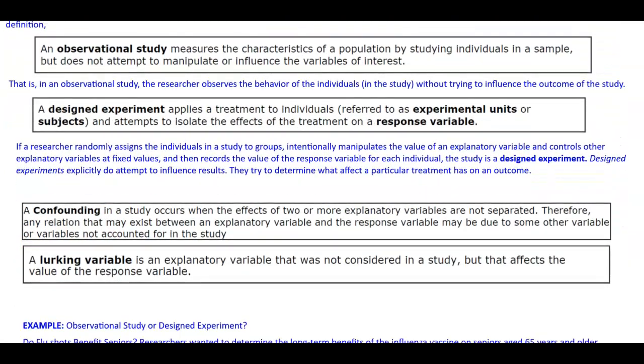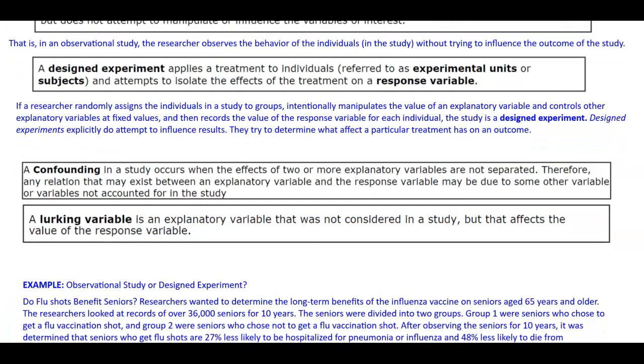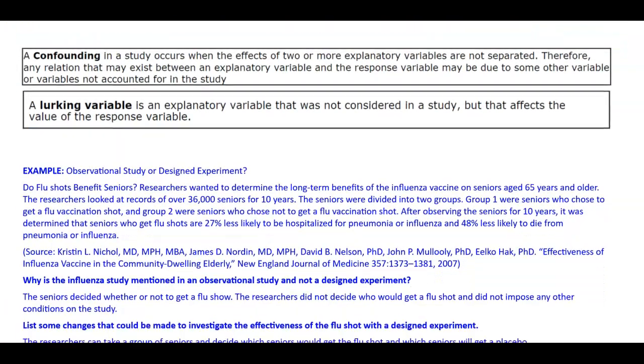Now, two definitions here. Confounding in a study occurs when the effects of two or more explanatory variables are not separated. Therefore, any relation that may exist between an explanatory variable and the response variable may be due to some other variable or variables not accounted for in a study. Now, a lurking variable is an explanatory variable that was not considered in a study, but that affects the value of the response variable. So let's take a look at this example here.